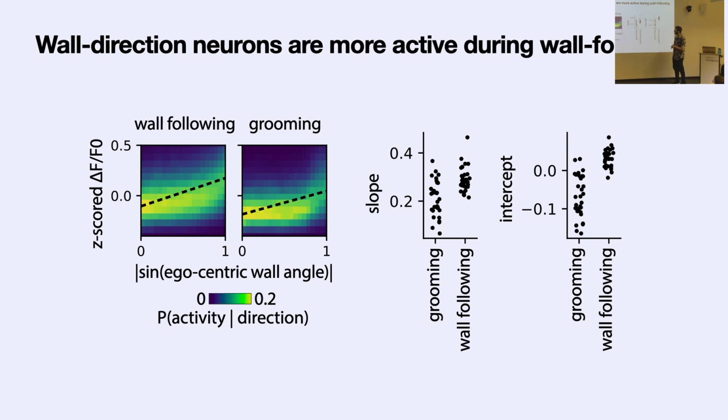In fact, there seems to be a kind of gain change depending on the current state of the mouse. For example, during grooming, if you look as a function of whether the wall is fully on the mouse's left, fully on the mouse's right, or somewhere behind it, you can see that, conditional on the same angle, the activity of PFC neurons that encode the direction of the wall seems to be higher when the mouse is actively exploring.